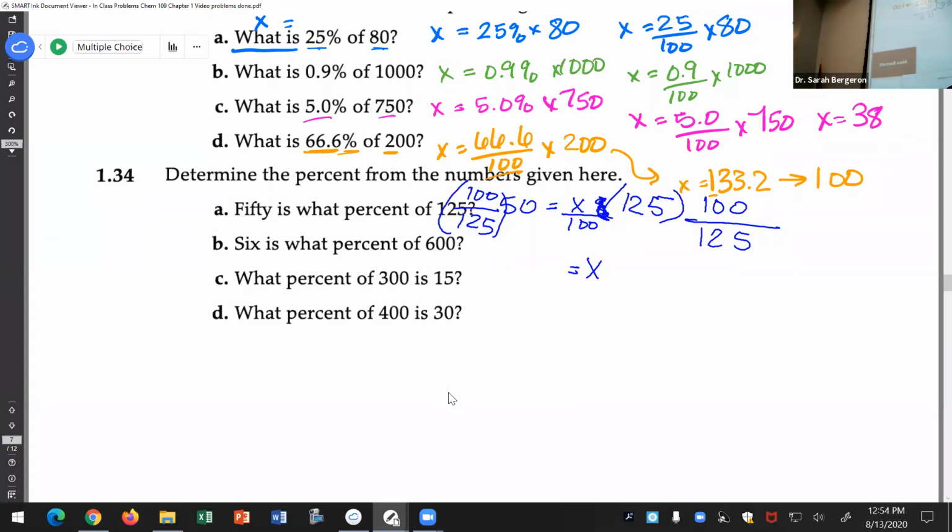What do you get? Anybody? 40? 40%. That's right. Have confidence in yourselves. You can get this. You can do this. Okay, let's do another one. 6 is equal to what percent of 600?